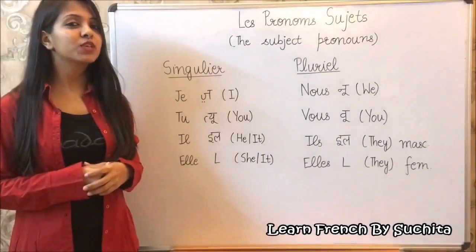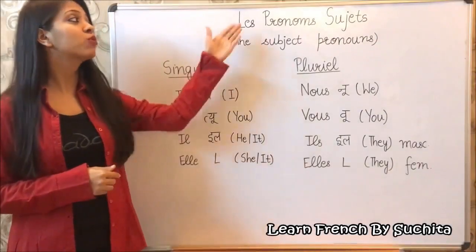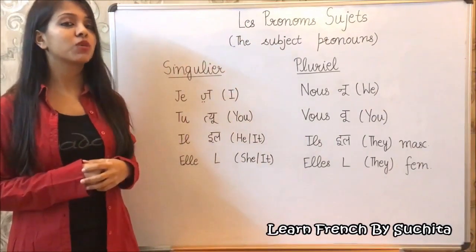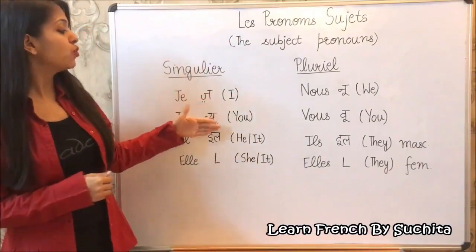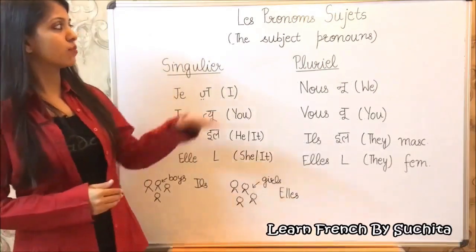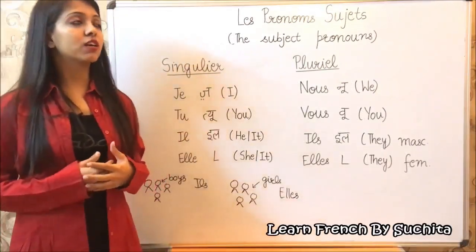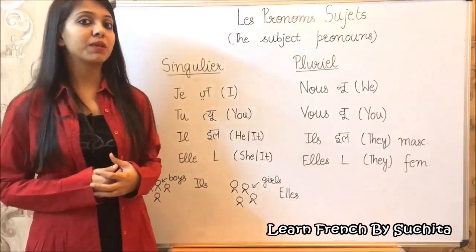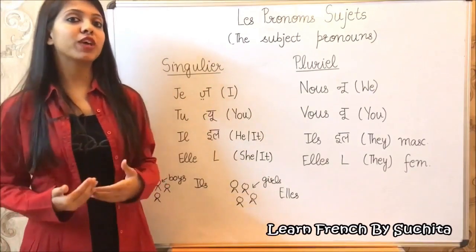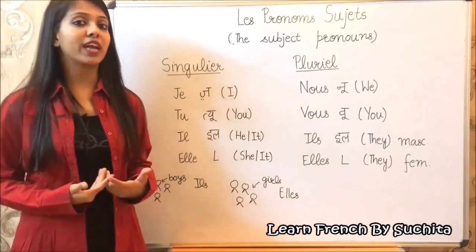While learning a new language, one of the basic things we learn is les pronoms sujets, which means the subject pronouns. For example, I, you, he, she. Okay, so what are subjects? Subjects are actually the doer of an action. For example, if I say Ria is studying French, so Ria is the subject of that action.